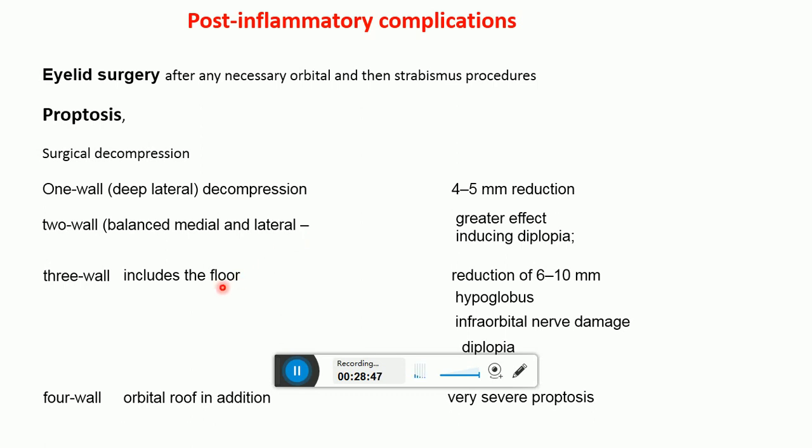Three wall decompression includes the floor with a reduction in proptosis of 6 to 10 mm but may lead to hypoglobus, or carries a higher risk of infraorbital nerve damage and diplopia. Very severe proptosis may require removal of part of the orbital roof. In addition, four wall decompression.